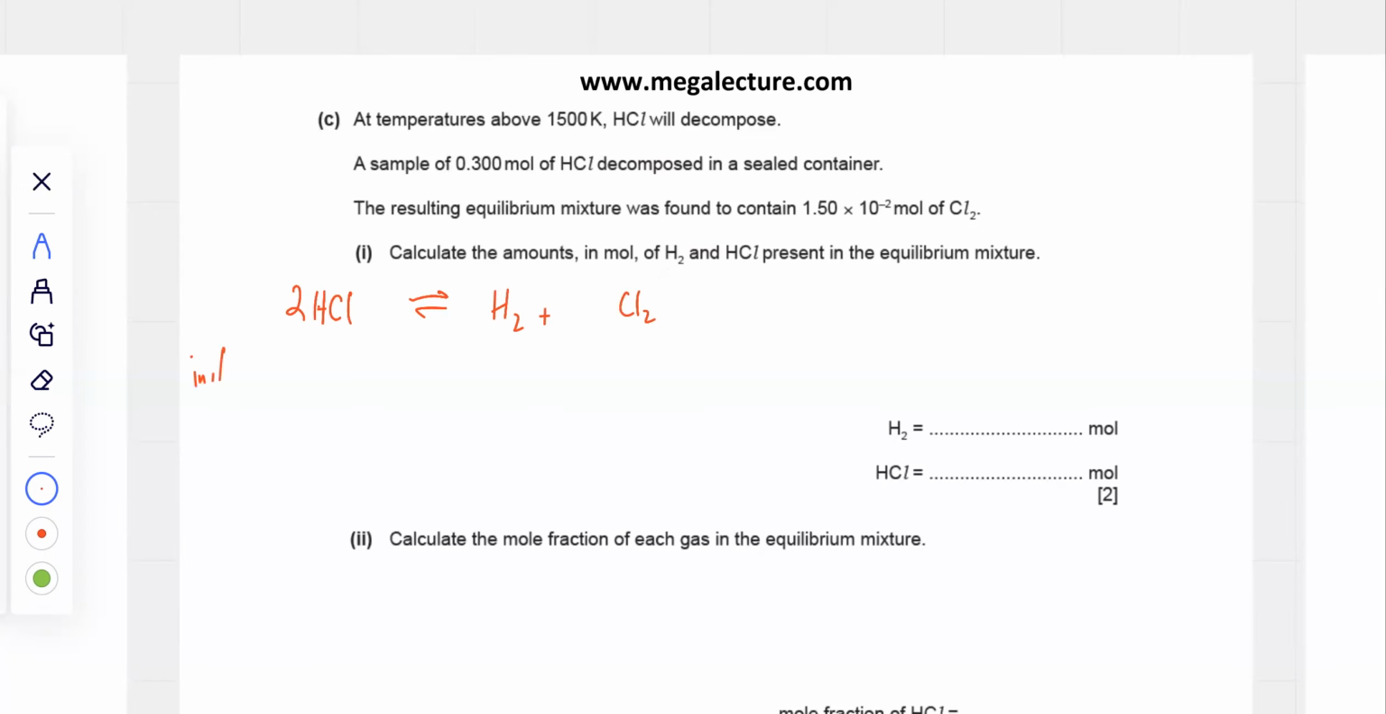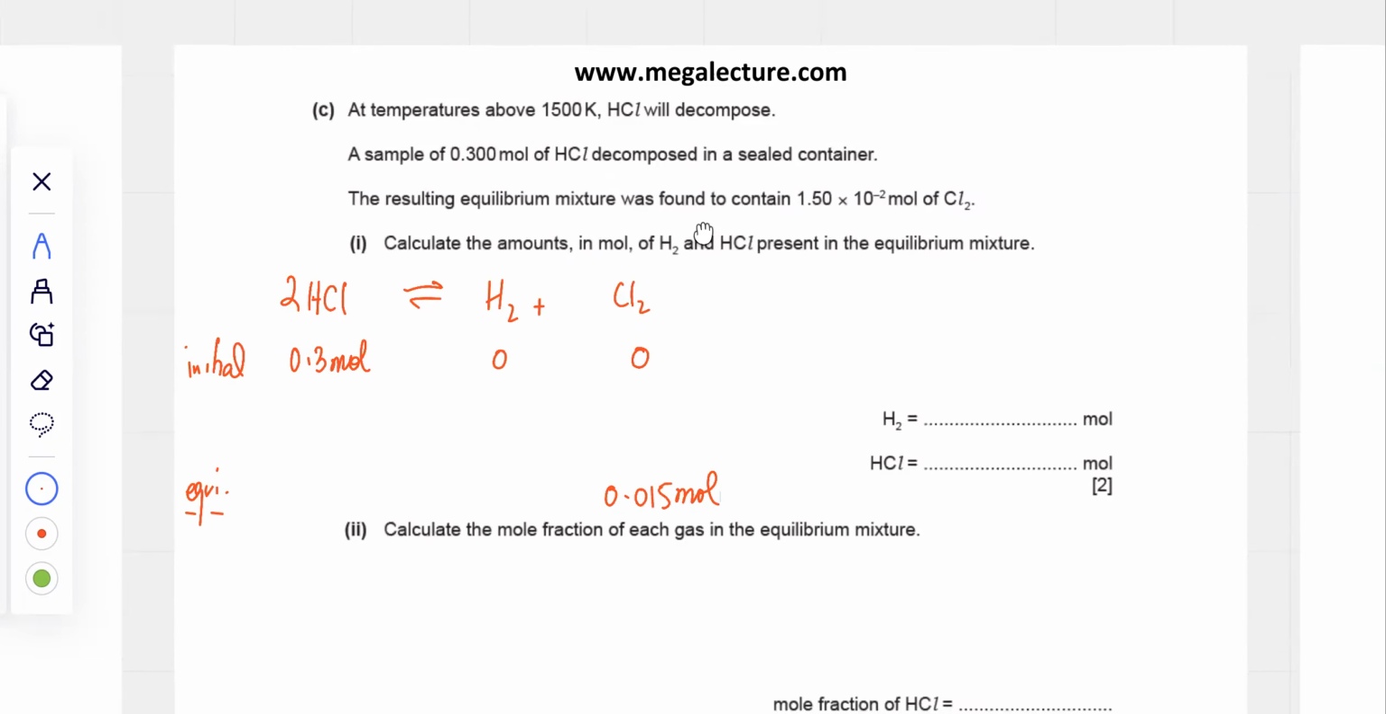So there's 0.3 moles initially. That's your initial moles that are given. Right at the beginning, 0.3 moles. And the resulting equilibrium mixture was found to contain, once equilibrium had been reached, there was no H2, there was no Cl2 at the start, but at equilibrium, he's saying he had 1.5 times 10 power minus 2 moles of Cl2. So what is that? That's 0.015 moles of Cl2. So the whole question is about Kp.